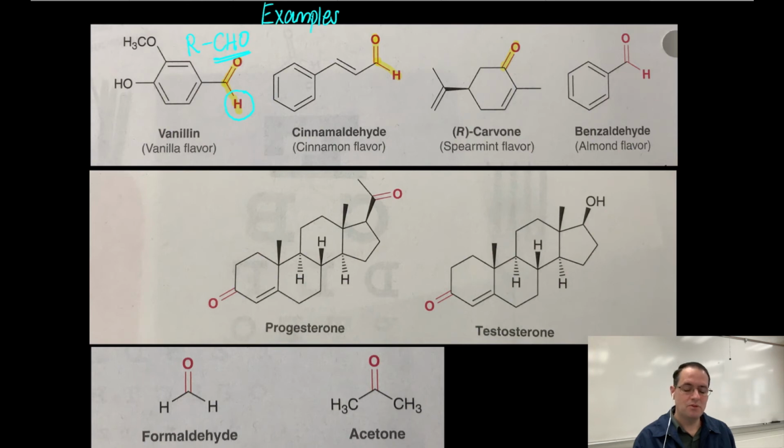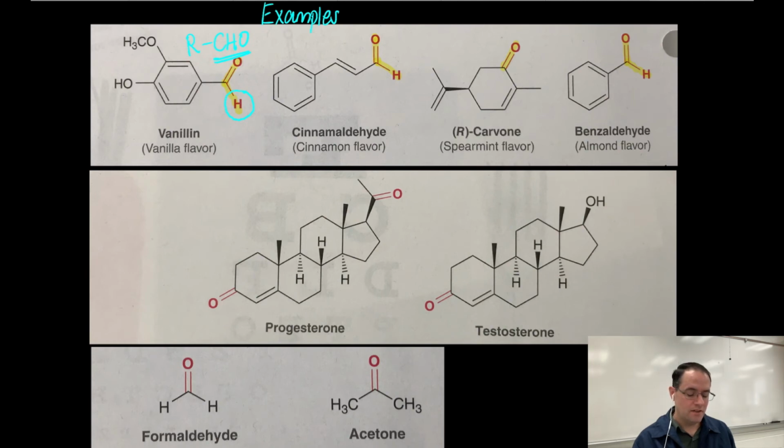Benzaldehyde is responsible for the almond flavor. Okay, and so here is the aldehyde functional group, and it's aromatic. So remember, that's the very common structure of an aromatic ring with an aldehyde group attached to it.